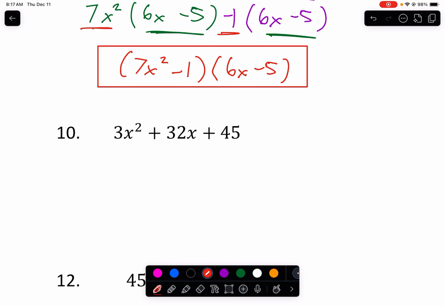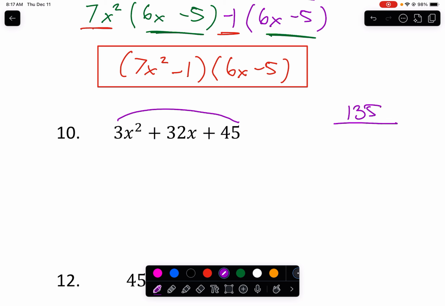All right. Let's see. Next up. So again, first thing I always look for is a greatest common factor. Here, let's see, I got 3, 32, and 45. I don't have a GCF here, so I got to do AC. So I'm going to do 3 times 45. 3 times 45, I get 135.